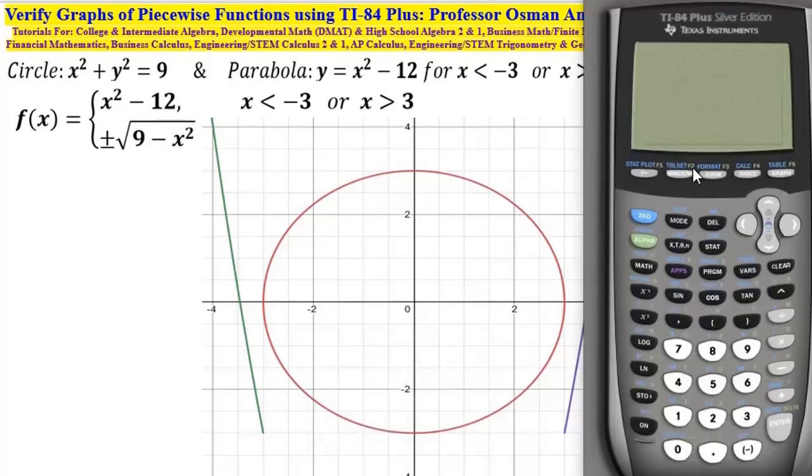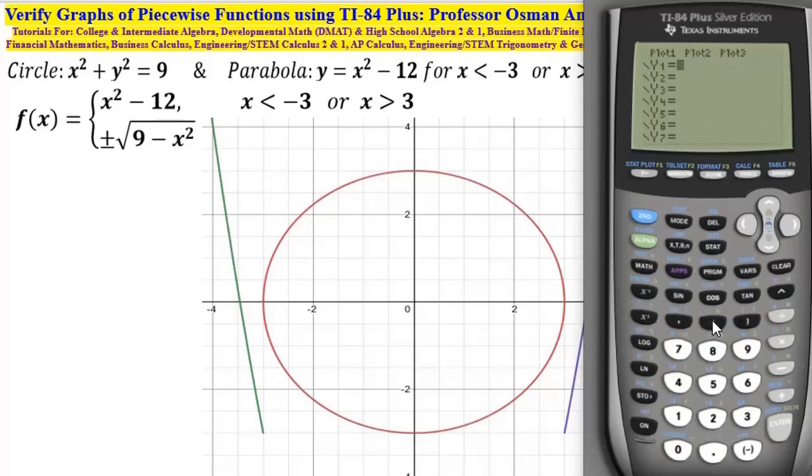So first, let's reset the calculator completely. Second, Mem, Reset, or RAM and Reset. Now the calculator is completely reset. So now we go to Y equals.